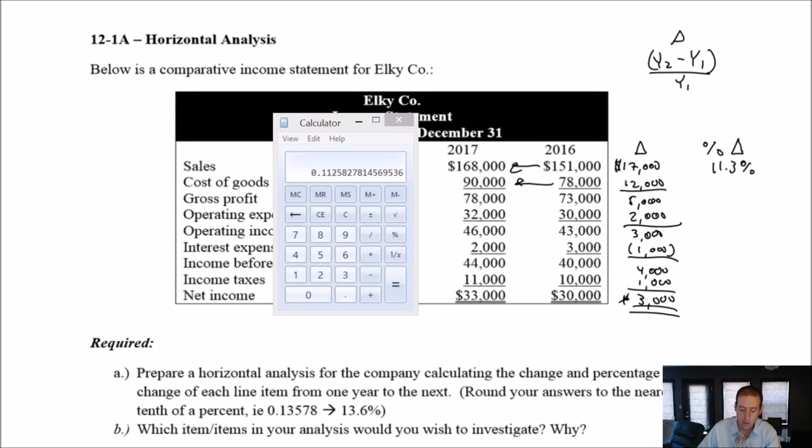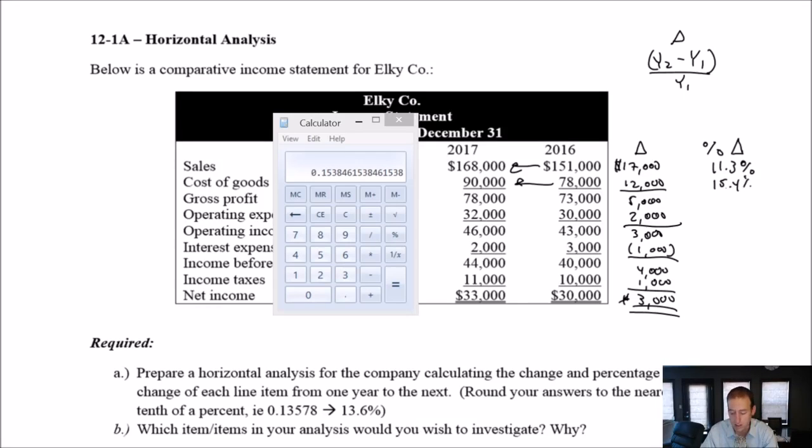Our cost of goods sold grew from 78 to 90. It grew by 12,000. We divide by the earlier year, 78,000. Our cost of goods sold grew by 15.4%. Okay, so now actually we've got something interesting to go on.